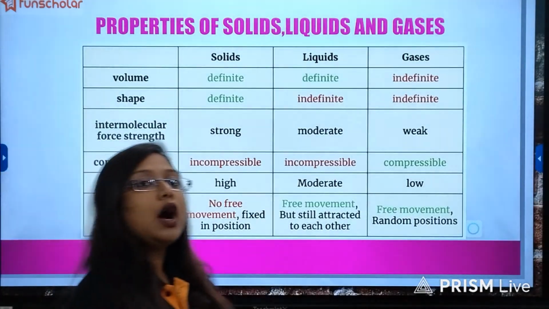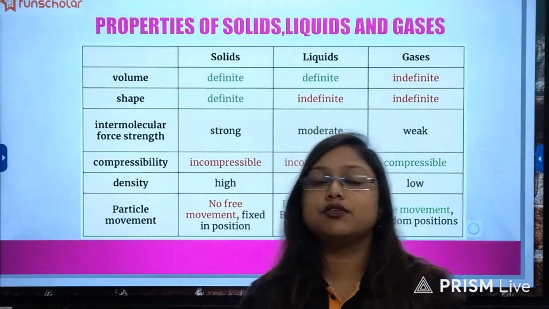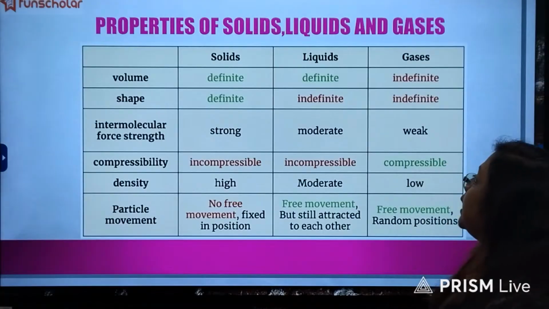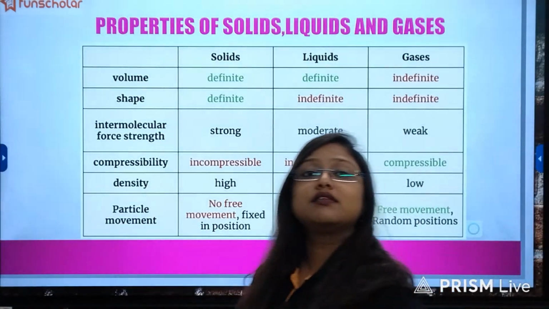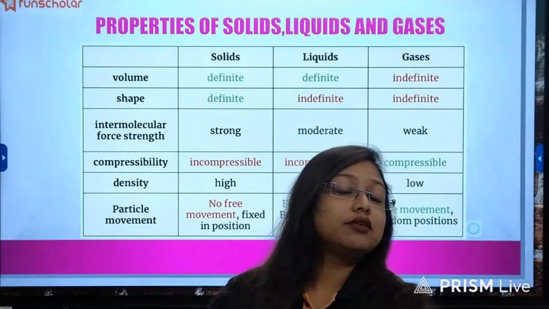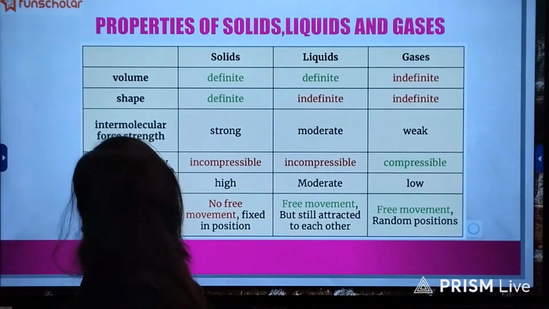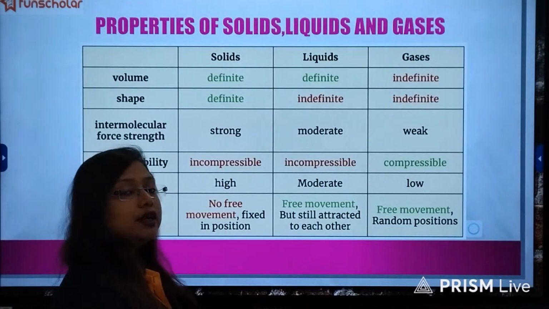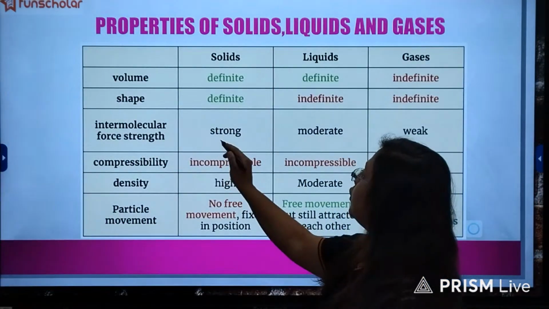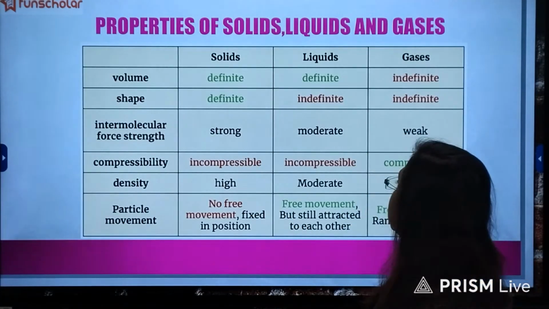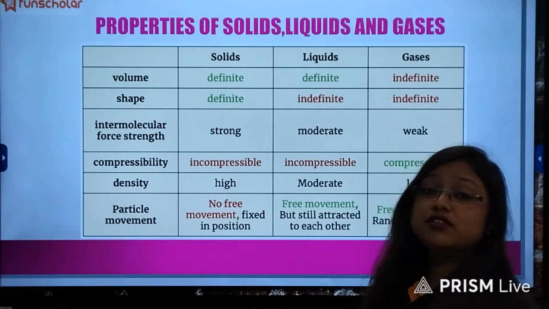And the last is particle movement. If we talk about how particles move in case of solid, liquid and gases, then in case of solid, there is no free movement because all the particles are very compact in case of solid. So the intermolecular strength, which is related to this character, is also strong. We have already studied about it here.